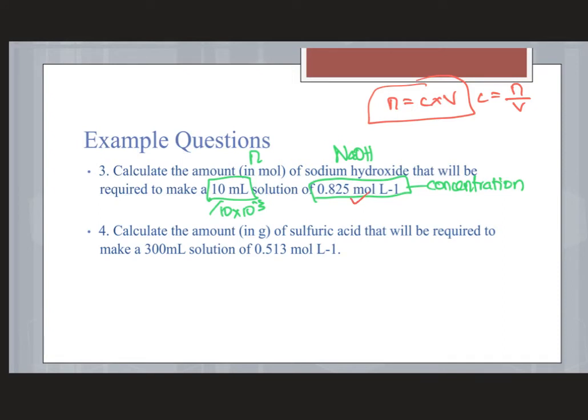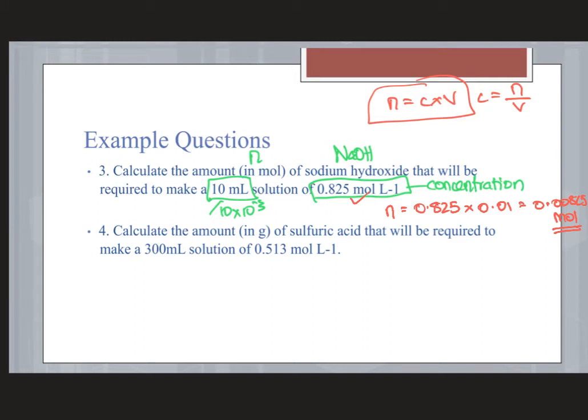I do have a volume, so I can just substitute in, and I will get n is equal to my concentration, 0.825, multiplied by my volume, which is going to be 0.01, because I need to convert it into litres. So if I plug this into my calculator, 0.825 multiplied by 0.01, I'm going to get 0.00825 mole. So that will give me a 10 millilitre solution that has a concentration of 0.825 moles per litre. So I'd need to measure out that much sodium hydroxide.